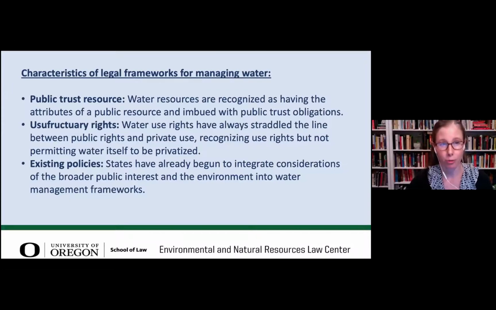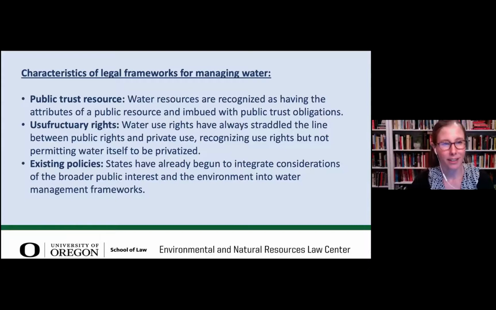And I'll add two more considerations that aren't on this slide. And those are that water is managed at a state level, as you mentioned, and that provides a wide variety of regulatory approaches to analyze, and a corresponding number of opportunities really to advance this work and further advance the integration of these regulatory mechanisms into state water codes.